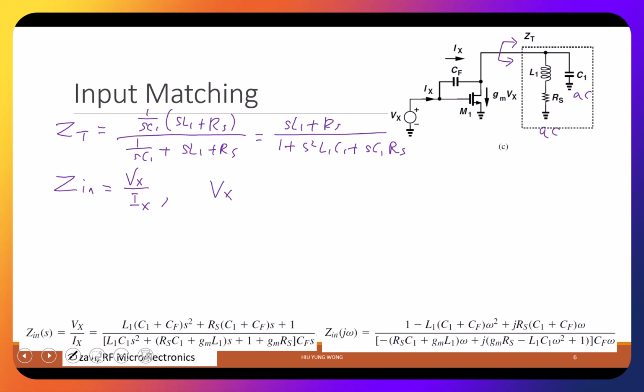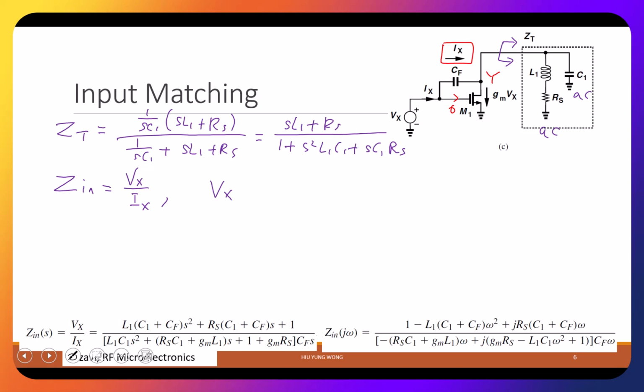What is... this is Ix, I'm sorry. What did I say wrong? Why is this Ix? Very good, yeah, so this is correct. The gate doesn't draw any current, right? This is 0. So all the Ix will go to here. But the question is, let me call this Y. Call this Y. That might be easier to understand.